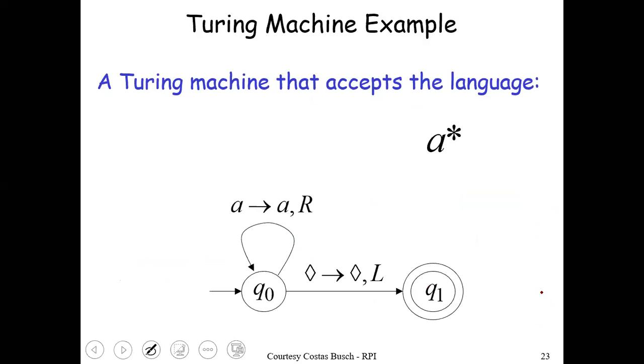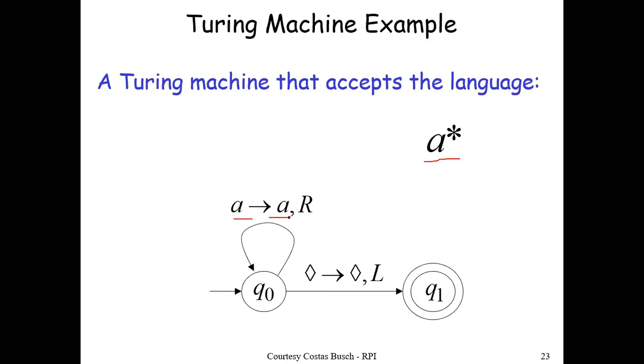Here is an example. Read A, write A. You can see the Turing machine for A star. It is a simple machine we are designing. A star is accepted by NFA, DFA. A star is accepted by PDA. Then A star is also accepted by a Turing machine.